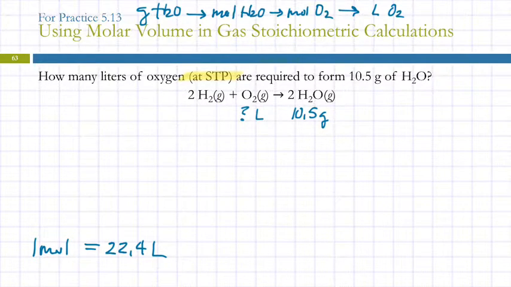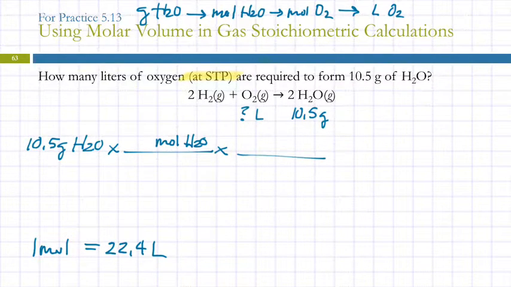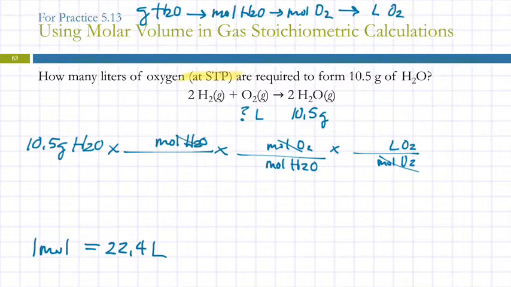So we're going to start with grams of water. 10.5 grams of water. So I want to convert to moles of water. And then I want to go to moles of oxygen. And then I want to go to liters of oxygen. So I divide by moles of O2 here. And I divide by moles of H2O here. And I divide by grams of H2O there. Everybody okay with that?